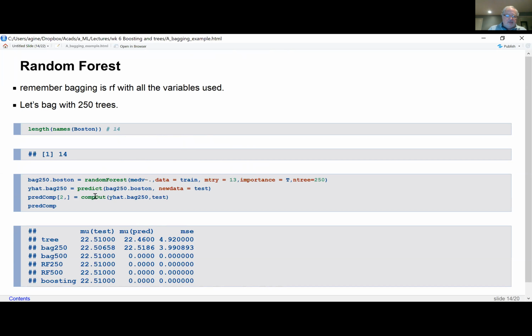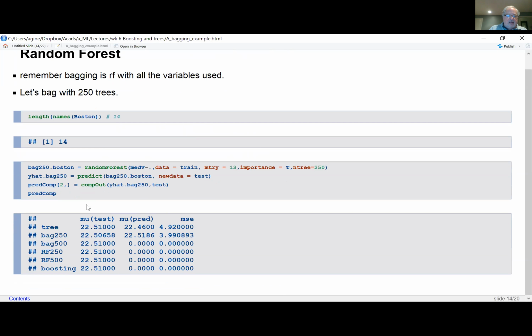Okay. So then I do run it. I create this model, which is 250 different trees, and then I can run predict on it, and my new data test as before. And then, remember, the comp function simply tells me, in essence, the mean square error between my prediction y hat and my actual value, which is test.mdv. And now I can put this in the second row.